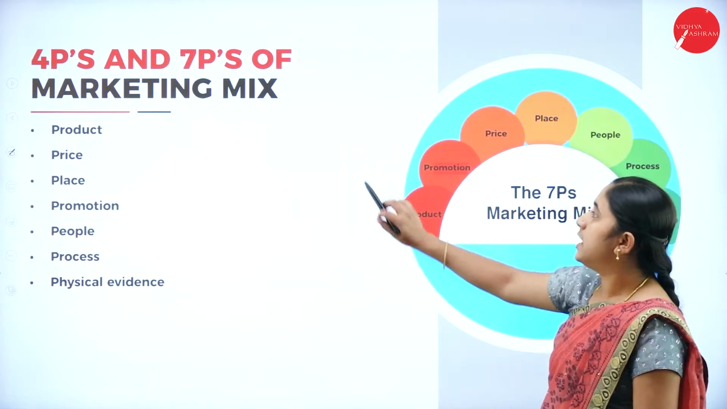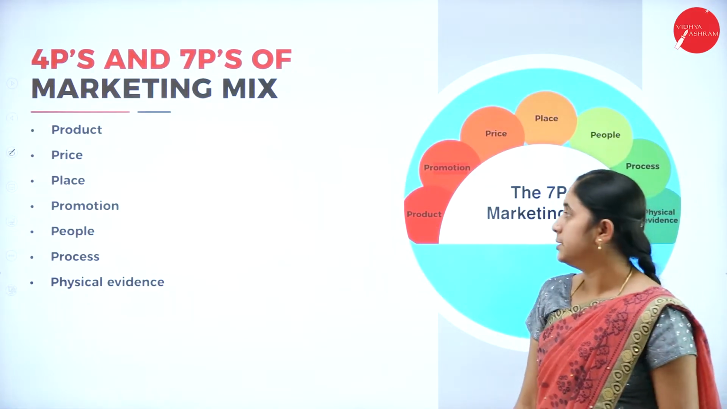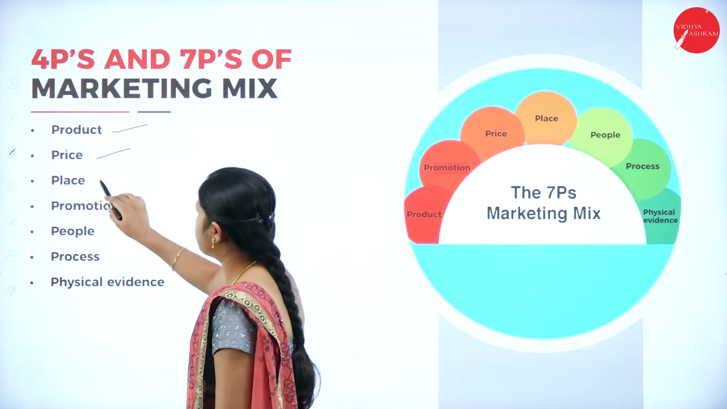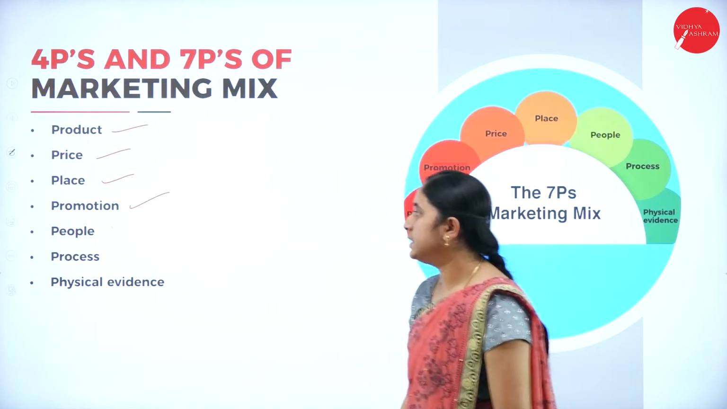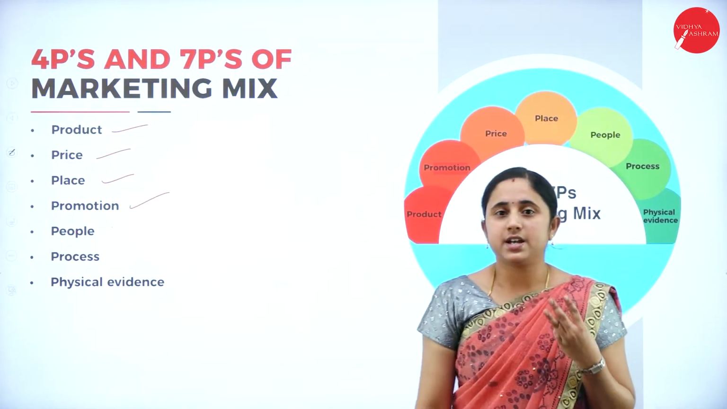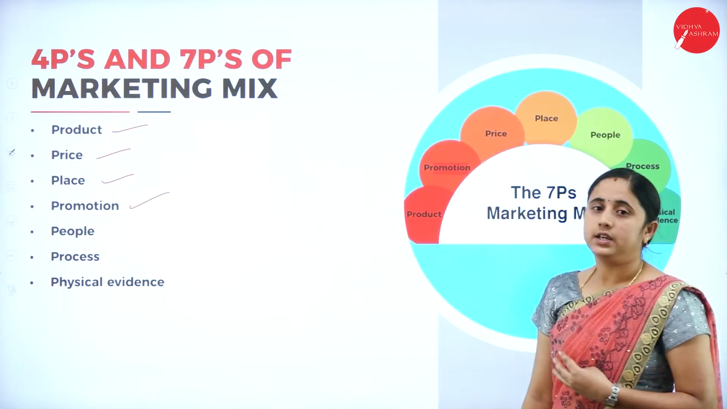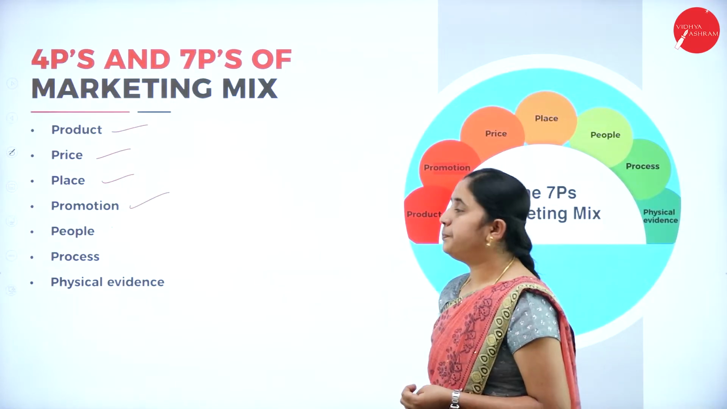Again, you have the 7 P's of marketing mix. We learned product, price, place and promotion. Then people, process and physical evidence. These are the extra 3 P's that you have in your marketing mix. First one, people.